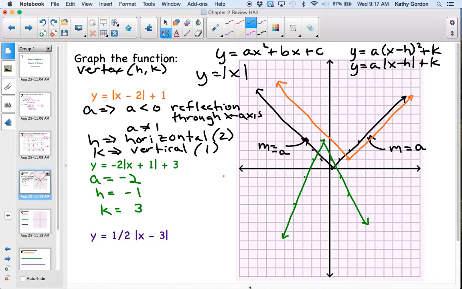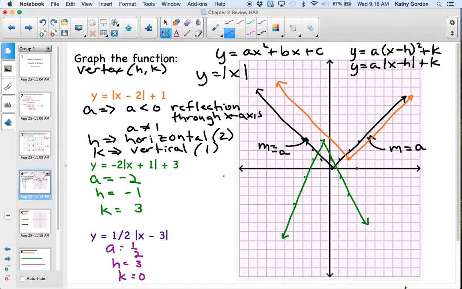All right, let's try this last one. Y equals 1/2 absolute value of x minus 3. What's my A? 1/2. What's my H? 3. What's my K? 0. If there's nothing out there, then we assume we must have just been adding 0 and we didn't bother to write it. So where's my vertex? 3, 0. Right about there.